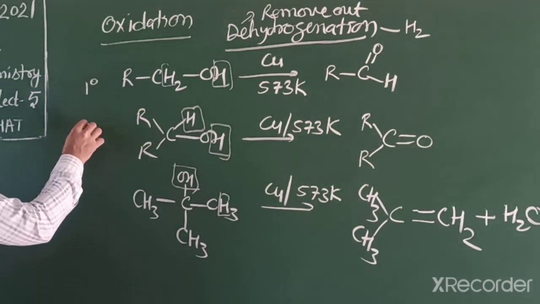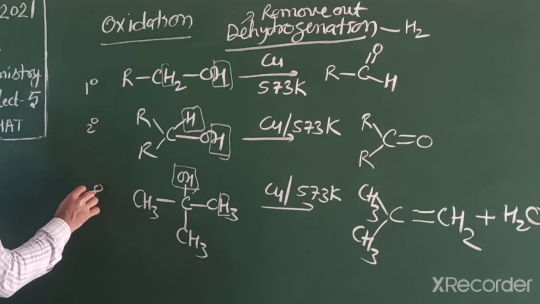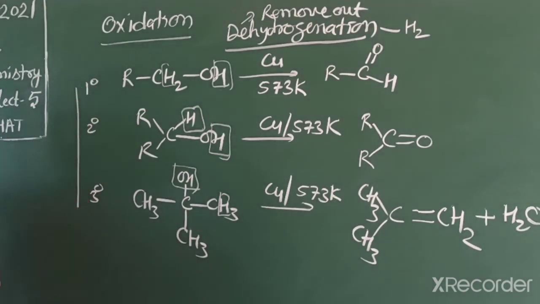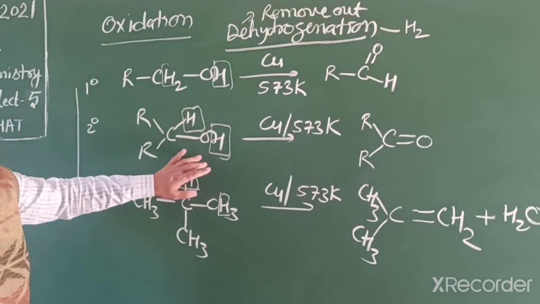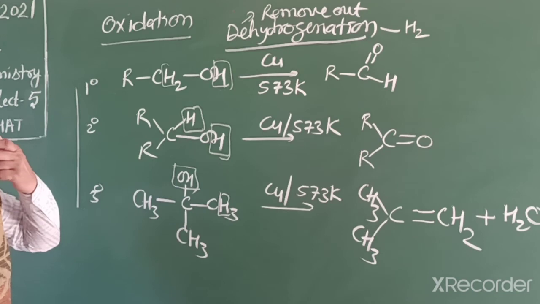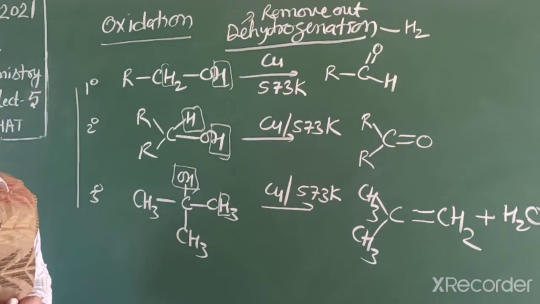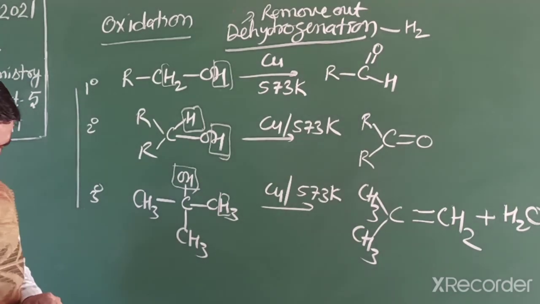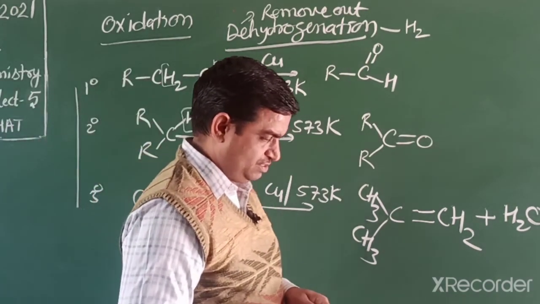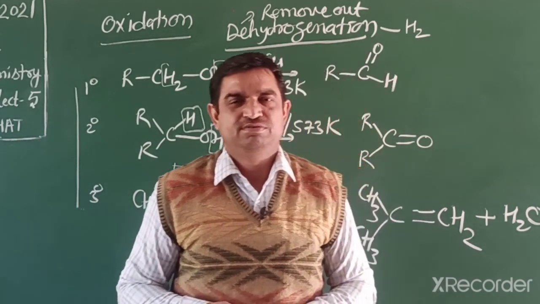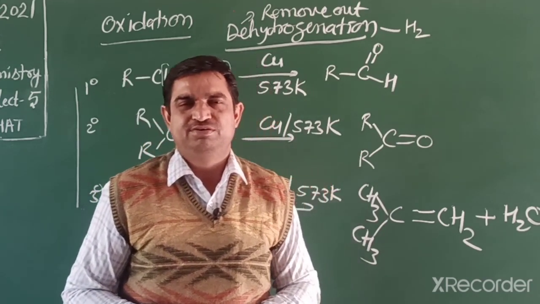So this reaction can also be used for distinction of different types of alcohol, primary, secondary, tertiary, in the presence of copper metal and 573 Kelvin as the temperature. So in this way, students, today we finish the chemical reactions of alcohol.